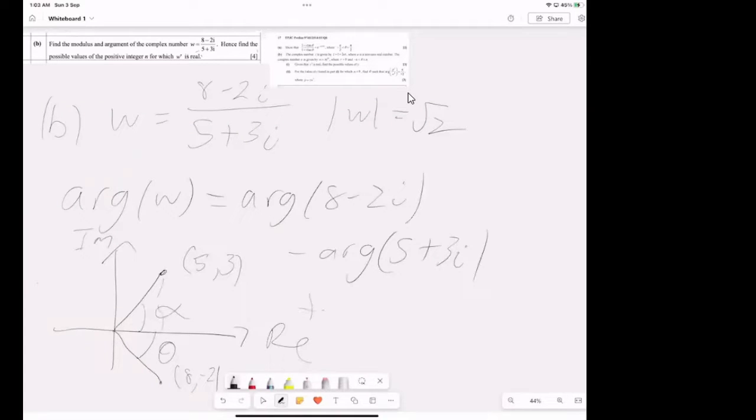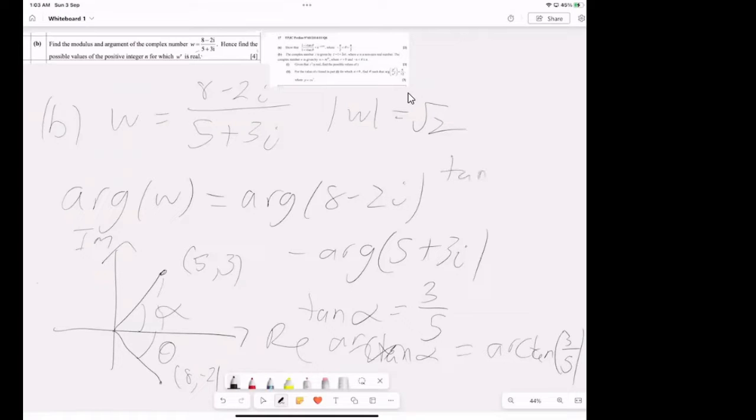So tangent alpha equals 3 over 5. You see, this is the first time that we don't actually get a nice number. It's actually the first time I've encountered this. Most of the time it's always a nice number. Okay, at least now we know. So alpha is arctangent of 3 over 5. So that's alpha. Now we want theta.